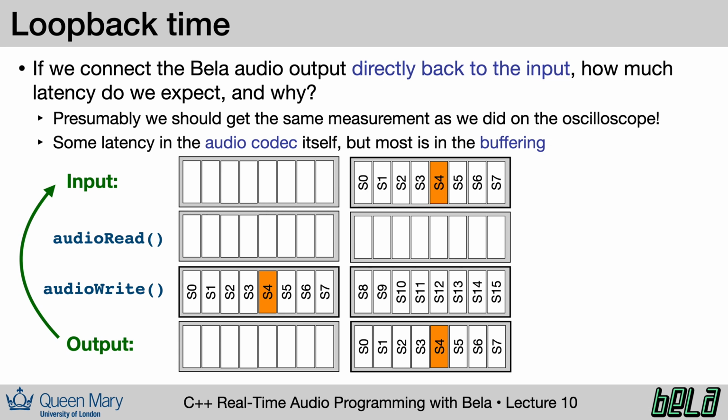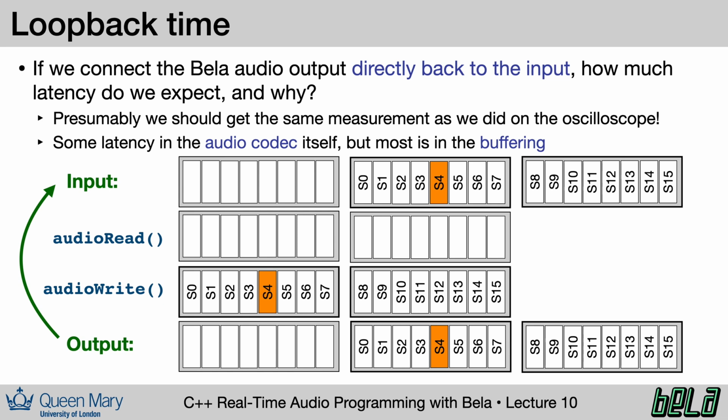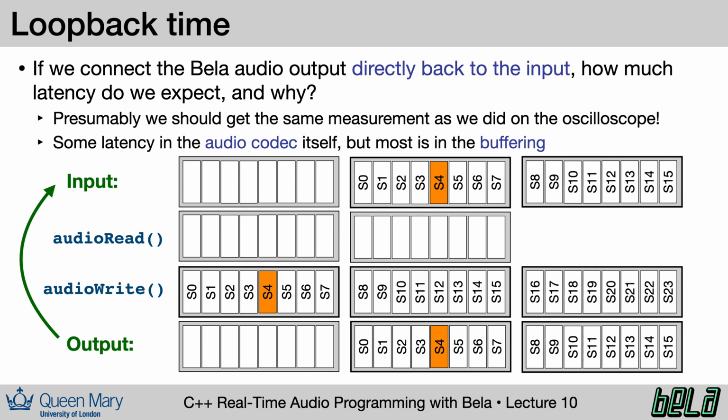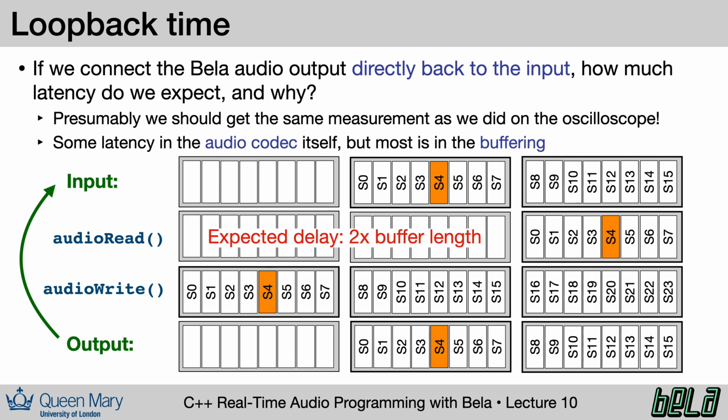So if we go one block further, then now we're writing samples 8 through 15 to the output, which is looped back to the input. Meanwhile, we're generating samples 16 through 23. But now, the input from the previous block has made its way into our audio read function, and you can see that here we're going to be able to finally read that pulse that we first generated at sample 4. In other words, exactly as before, it'll take at least twice the buffer length before what we write with audio write will come back into our audio read function.